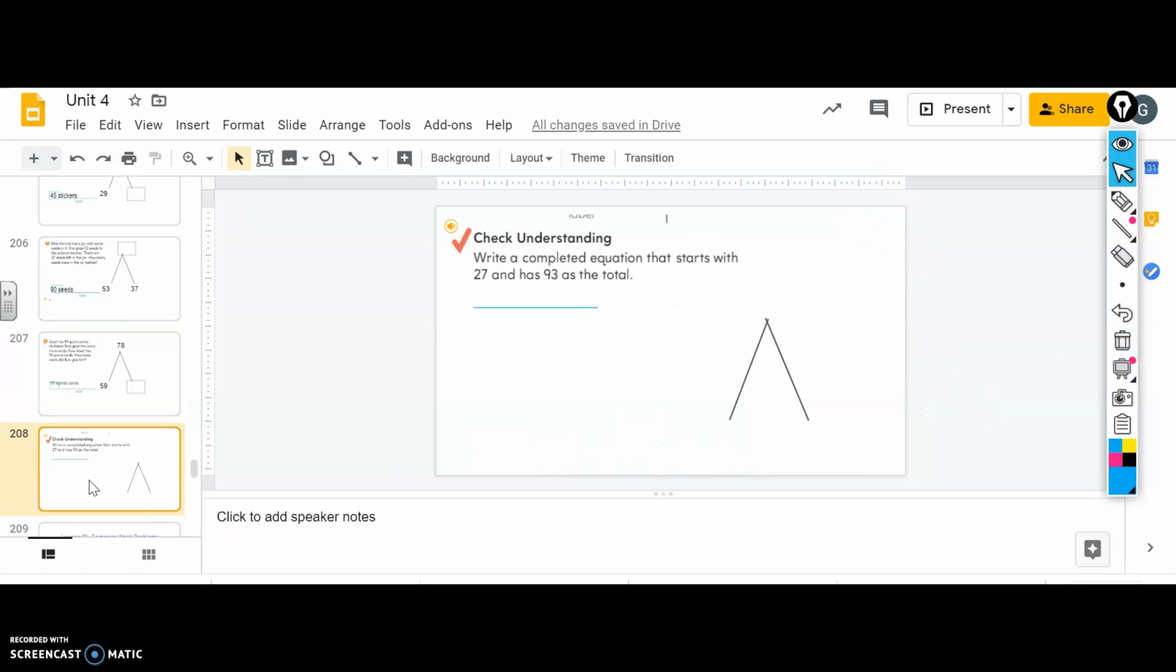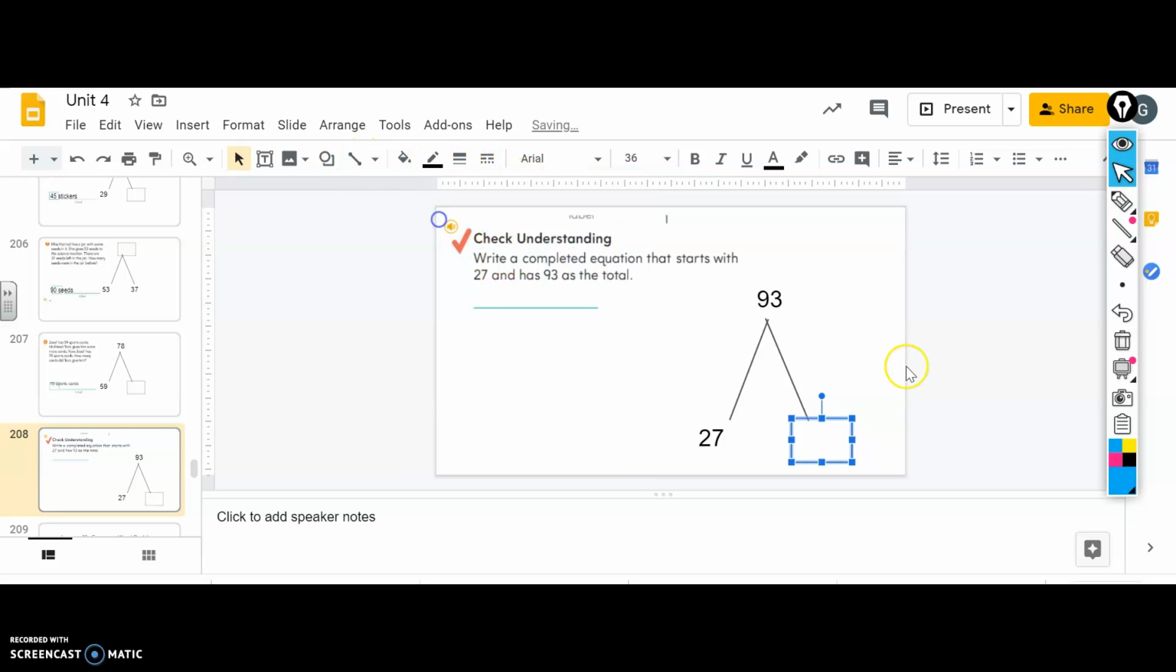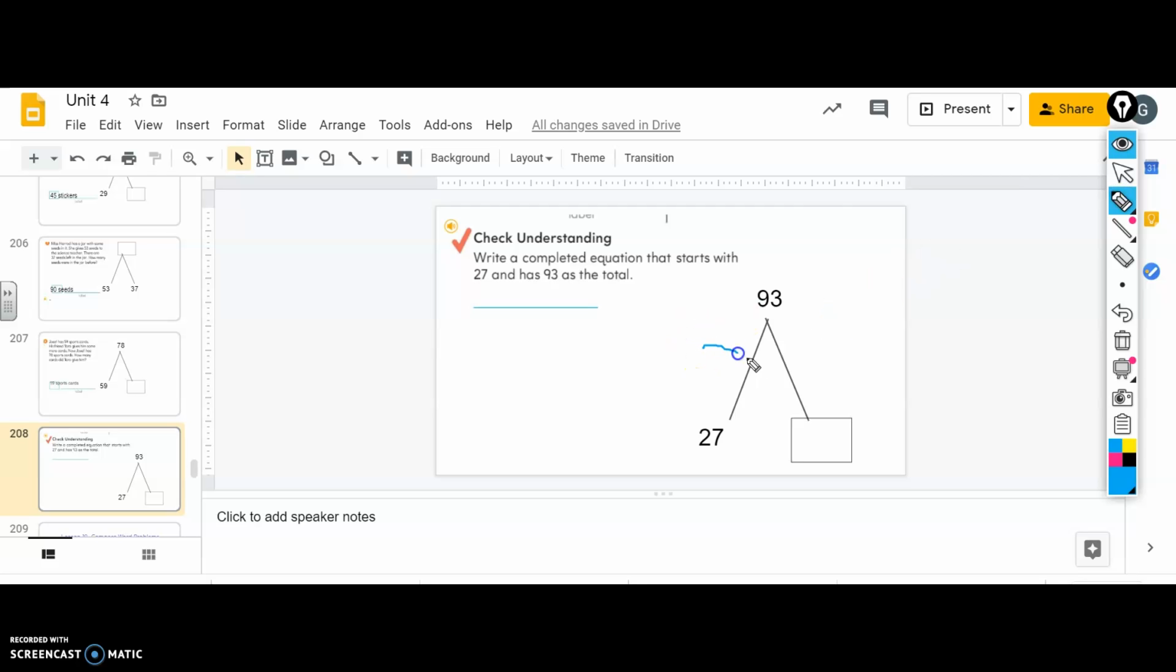All right, now the last one. It says write a completed equation that starts with 27 and has 93 for the total. So go ahead and draw a Math Mountain on your workbook page, and it wants us to have 93 for the total, so put 93 at the top and 27 as one of our add-ins. So it wants us to complete an equation that starts with these numbers. So, let's see, I'm going to add my minus and my plus after I have my Math Mountain all done, and I can do it one of two ways again.